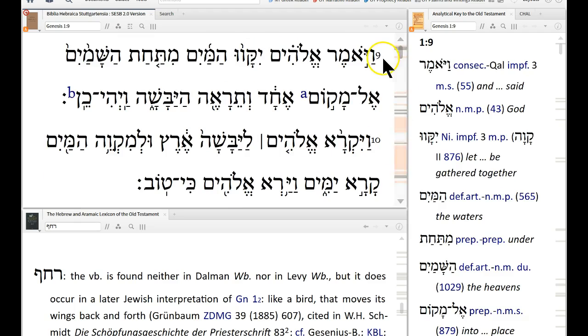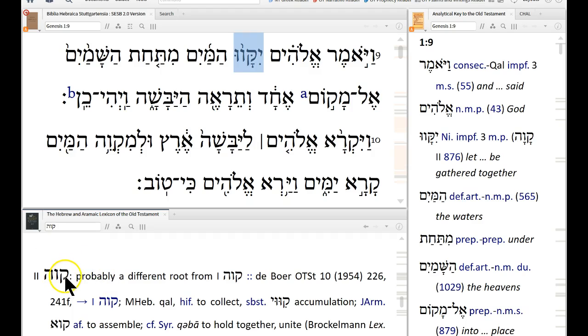If I were presenting verse 9, I might say, well, I'd read it first. Vayomer Elohim yikavu hamayim mitachat hashamayim el makom echad vetera'eh hayabashah vayehi chen. That's a strange word, yikavu. Notice this is doubled here. Another one of our friends, and Elohim said. Then we have a jussive here, and notice that the jussive is a nifal of kavah, and so this is let them be collected, let the waters be collected from underneath the heavens.